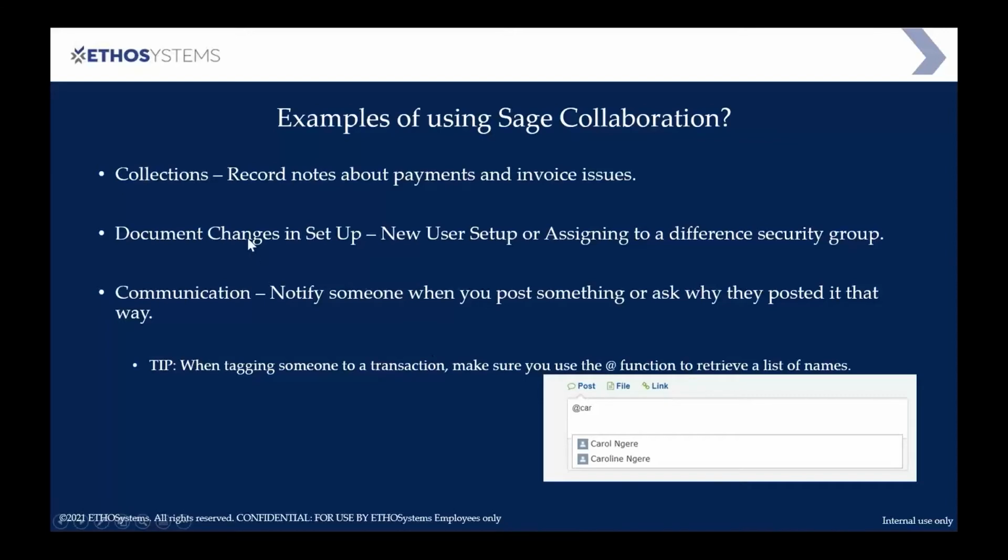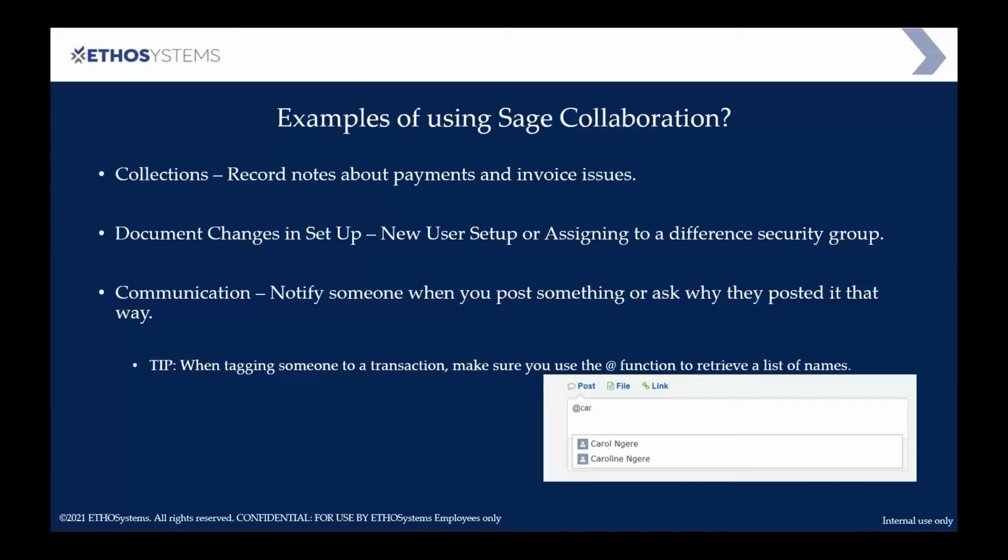Also, you can use it for document changes, like, for example, if I set up a new user or I'm assigning someone to a different security group. If I make a change, yes, I can see that from the audit logs, but it's not going to give me the rationale. It's not going to give me the reason behind that. So again, I can document why I made the change to the system, not just by using the audit features within the system, but by going one step further. And last but not least, you can use it for communication. So for example, notify someone when you posted something, or ask why it's been posted, as I mentioned.